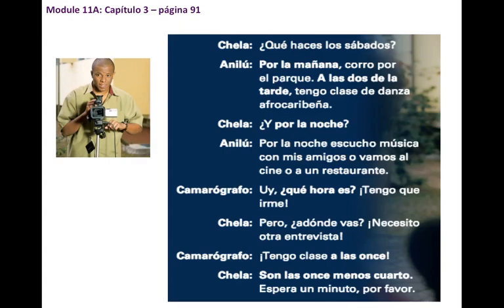Continuing, Chela continues, ¿qué haces los sábados? Anilu contesta, por la mañana corro por el parque. A las 2 de la tarde tengo clase de danza afrocaribeña. Chela, ¿y por la noche? Anilu, por la noche escucho música con mis amigos o vamos al cine o a un restaurante. And then el estudiante con la cámara says, ¿qué hora es? Tengo que irme. Chela, ¿pero a dónde vas? Necesito otra entrevista. Y el camarógrafo dice, tengo clase a las 11. Chela, son las 11 menos cuarto.